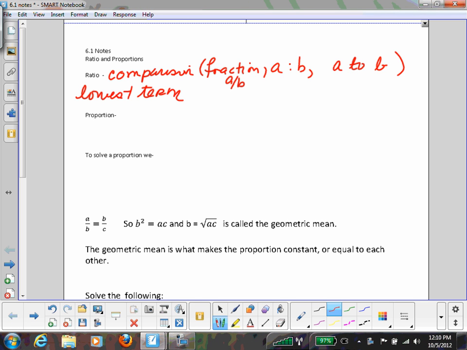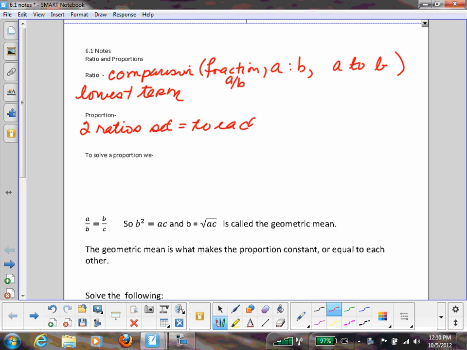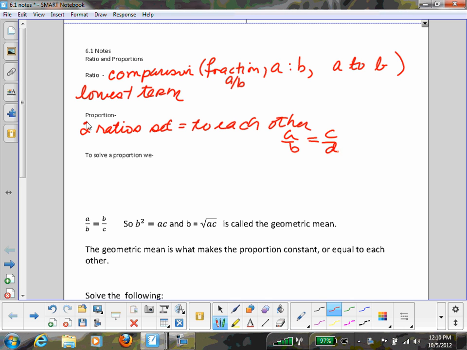A proportion, however, is really, if you can think about it, two ratios set equal to each other. So we can think about that as A over B equals C over D. We don't like strictly variables. 2 over 3 equals x over 5.